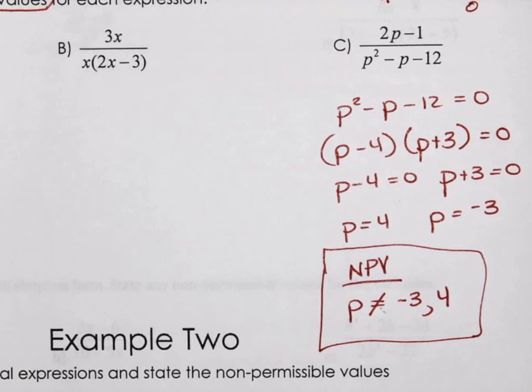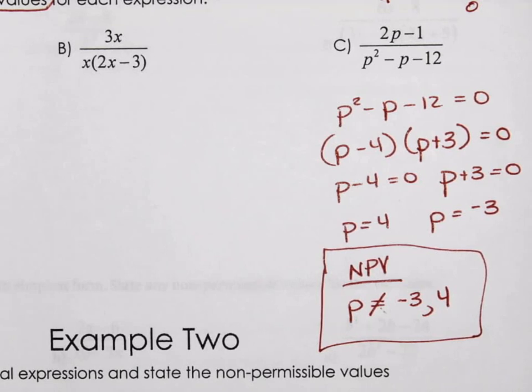Do we only do this thing for the denominator? Always the denominator. The numerator can be 0. That's not a problem. If we go 0 divided by 2 in our calculator, it's going to be 0. It's only when 0 is on the bottom. So NPVs are only related to the denominator. No zeros on the bottom.